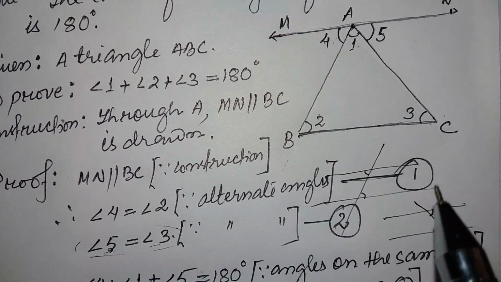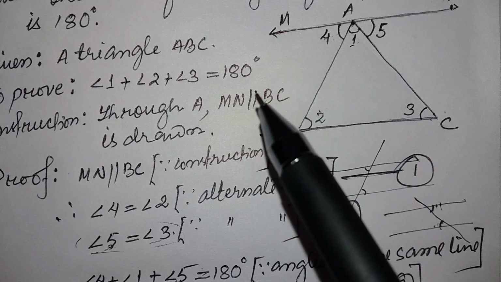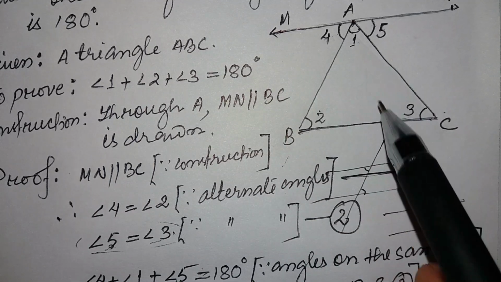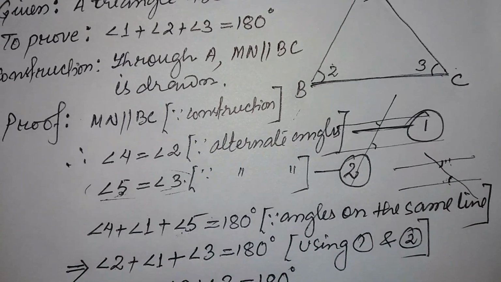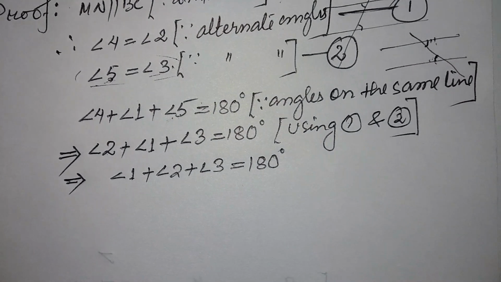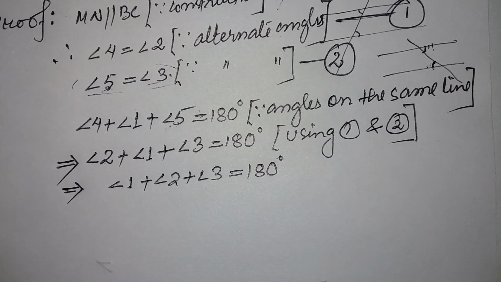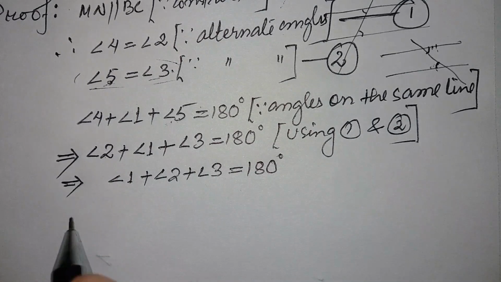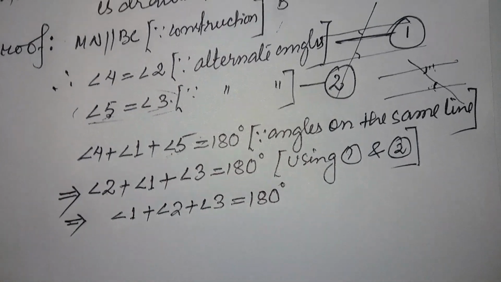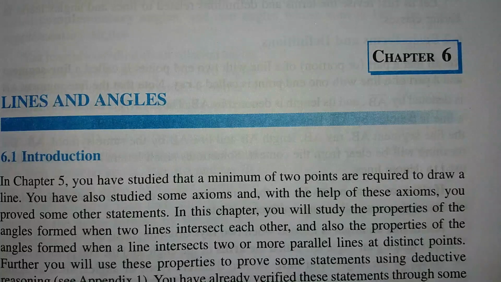So don't forget the sum of the angles of a triangle is 180 degree. Now let's see the second property, that is exterior angle property.